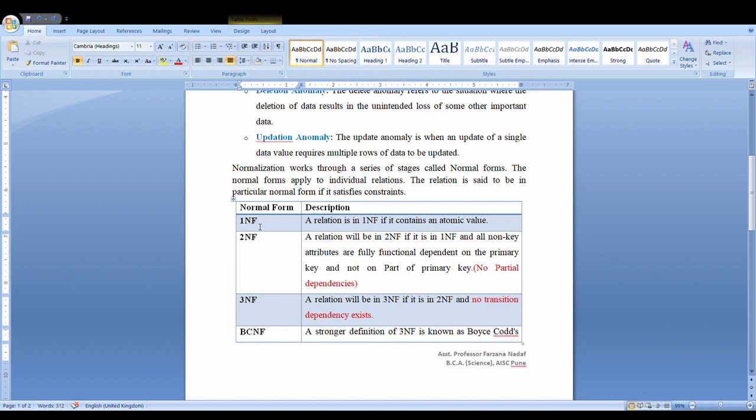Next is 2NF. A relation will be in 2NF if it is in 1NF. First it should be in 1NF; if it is, then we go for 2NF. All non-key attributes are fully functionally dependent on the primary key and not on a part of the primary key. In short, there should not be any partial dependency. Now what is partial dependency, and what are prime attributes and non-prime, non-key attributes?